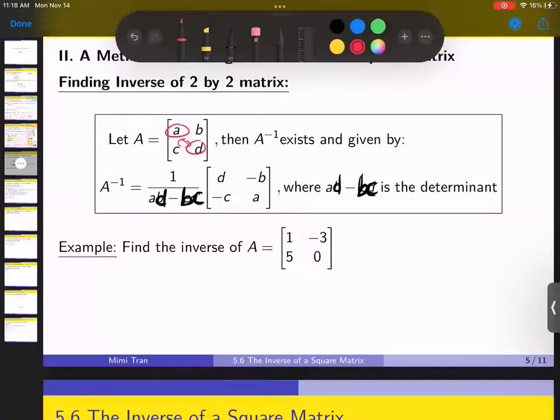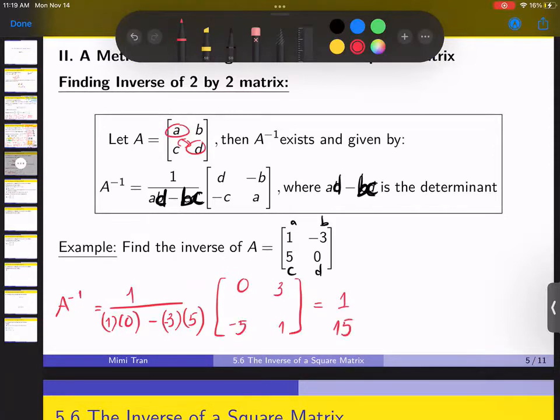All right, to plug it in, 1 over A times D. So here's my A, here's my B, here's my C, here's my D. So 1 times 0 minus B, which is minus negative 3 times 5, times the new matrix DA, so 0, 1, and then negative B, so opposite of negative 3 is positive 3, and opposite of 5 is negative 5. 1 over 15, right? 0 minus negative 15 is 0 plus 15. Times that matrix 0, 3, negative 5, 1.